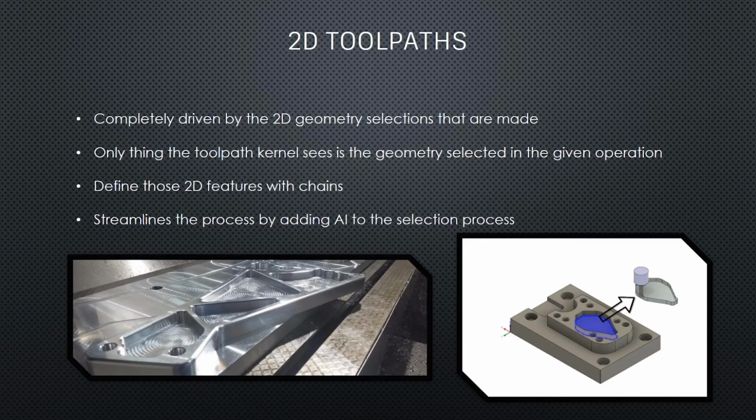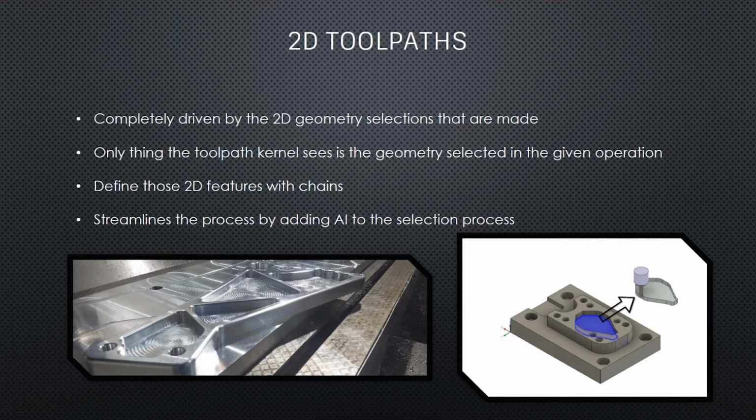Okay, so this part is going to require both 2D and 3D machining, right? So I just want to go over a quick overview on these 2 different toolpaths. Starting off with 2D toolpaths, they are strictly driven off of 2D geometry, right? So all the toolpath kernel sees then is a 2D feature that you have selected for that given operation.